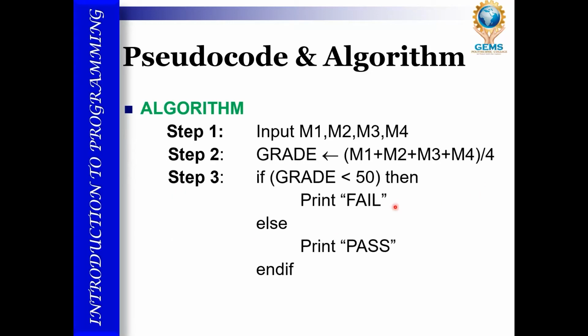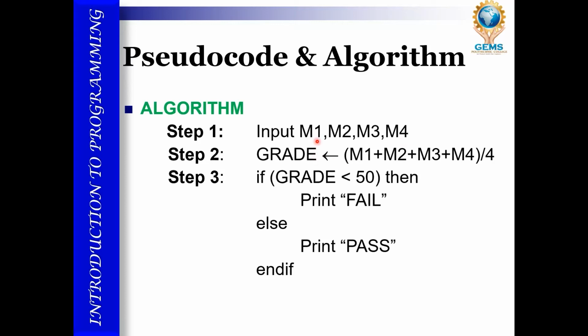But in the case of an algorithm, you see here. In an algorithm, as I told you, it is a set of well-defined steps. Step 1 says input M1, M2, M3, M4. This is nothing but an instruction given by the user.